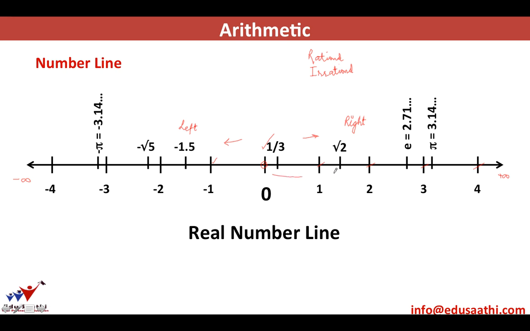and they would all be equally spaced. The distance between 1 and 2 would be equal to the distance between 2 and 3, which would be equal to the distance between 3 and 4.